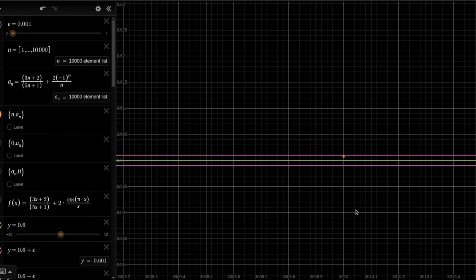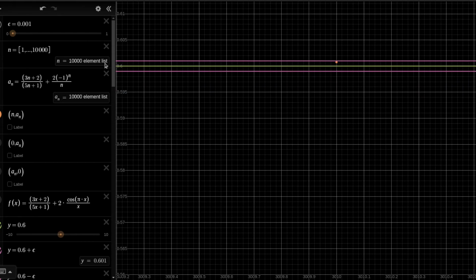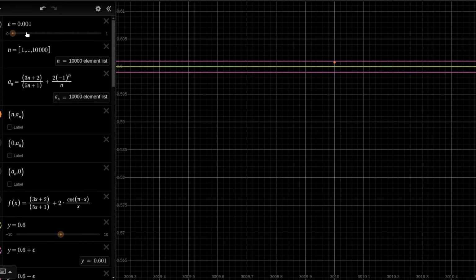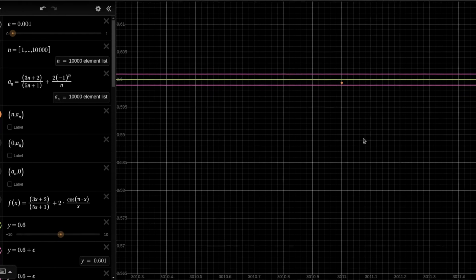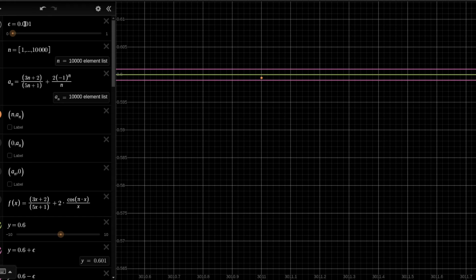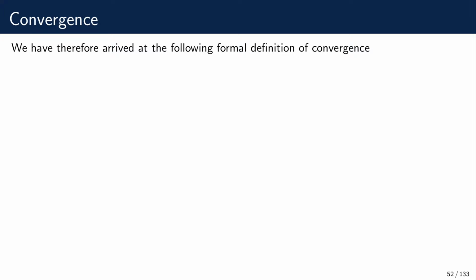Yes, so we see that for sure, if we want the distance of the elements from the limit to be smaller than 0.001, then starting from this place, all the elements with index 3010 or more, their distance from the limit will be smaller than 0.001. And this can be done for every epsilon. And this is the idea of the definition of the limit. This is the essence.